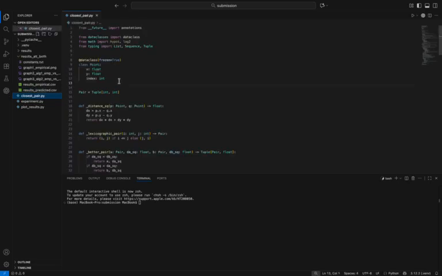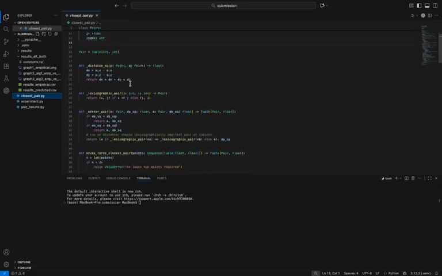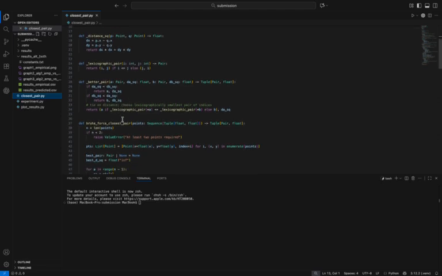At the top, I defined a small data class Point with x, y, and index. I use the index so both algorithms return the indices i and j of the closest pair as required. I also kept a helper to compute squared distance that avoids expensive square roots and keeps comparisons fast and exact.